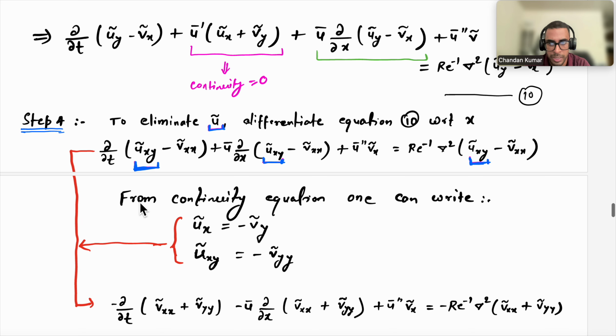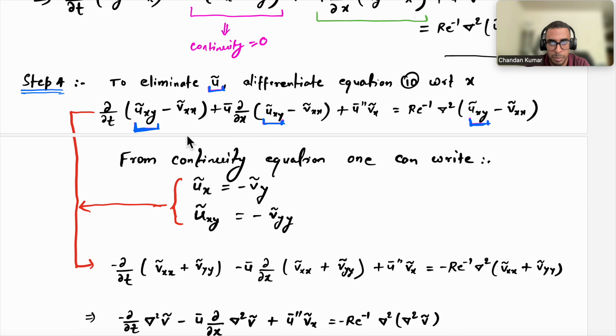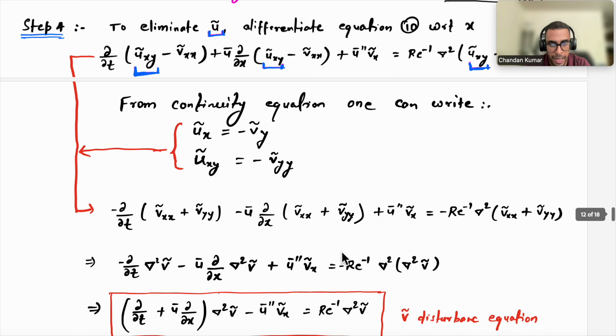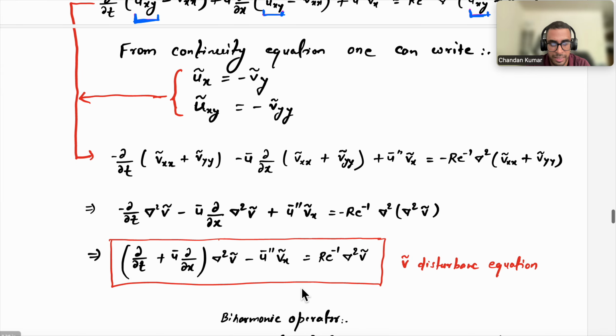From the continuity equation we can write it in this way, and then we take the derivative with respect to y on both sides, and we get the second equation over here. When we substitute the definitions that we are getting here into the equation at the top, where we have the blue terms, replacing those blue terms with these two definitions, we will get this equation over here, and we can further reduce it.